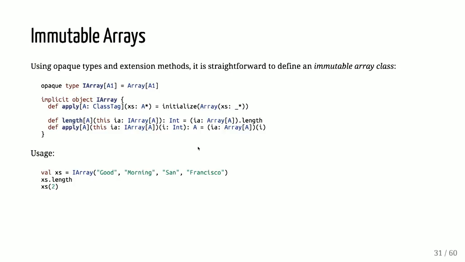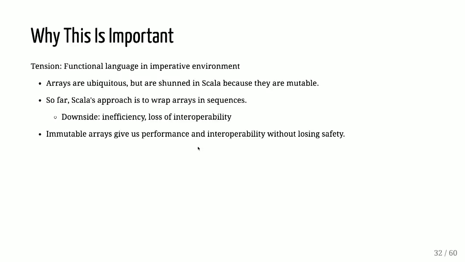Okay, so why is that important? I think it will enable lots of really good things. The problem of a language like Scala that operates on the JVM and has to interoperate with Java is really that there's a tension of having a functional language in an imperative environment. And for that reason, arrays are the dominant, ubiquitous, simple, most performant collection that you have on the JVM. But in Scala, we don't use them much because they're mutable, so they're dirty.